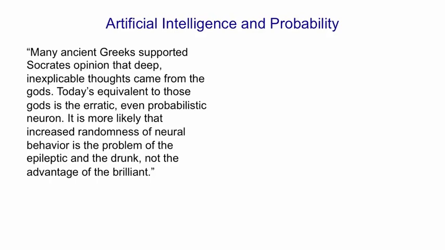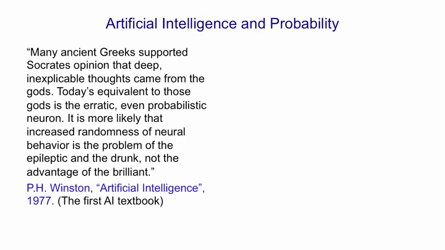I'll read it out. Many ancient Greeks supported Socrates' opinion that deep, inexplicable thoughts came from the gods. Today's equivalent to those gods is the erratic, even probabilistic neuron. It is more likely that increased randomness of neural behaviour is the problem of the epileptic and the drunk, not the advantage of the brilliant. That was in Patrick Henry Winston's first AI textbook in the first edition, and it was the general opinion at the time. Winston was to become the leader of the MIT AI lab.